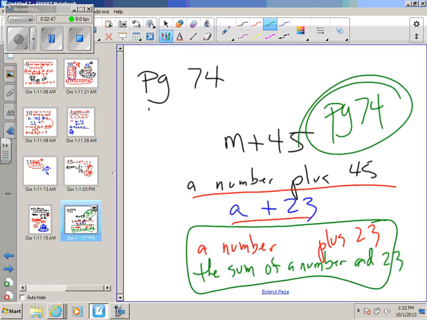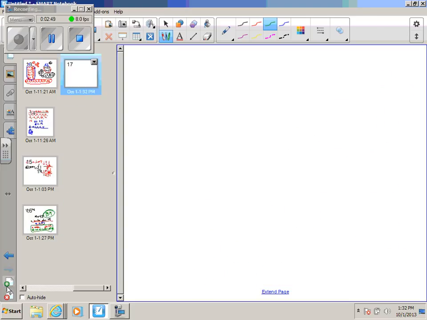Now, number 23. Write an algebraic expression for the phrase 7 less than a number. Now we go opposite. Now, they give us the word phrase. We need to come up with the algebraic expression.